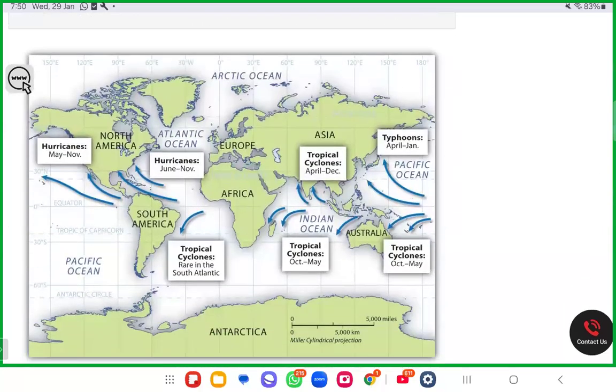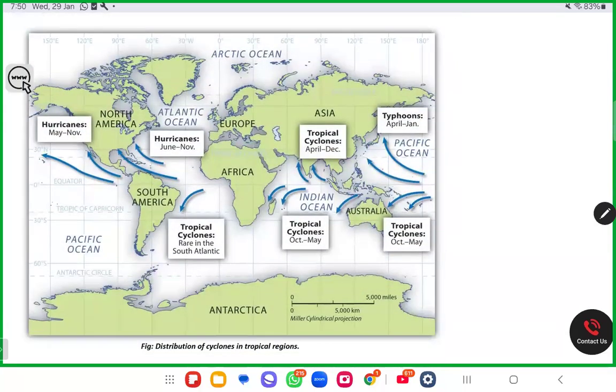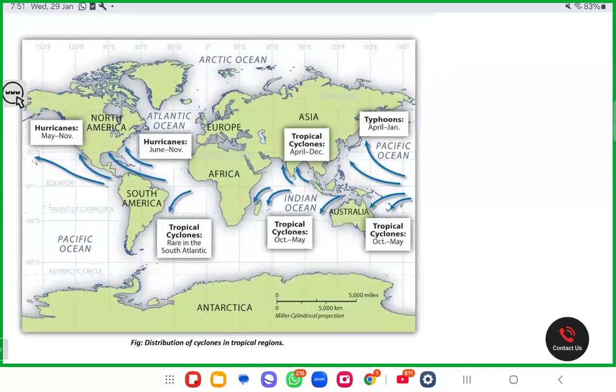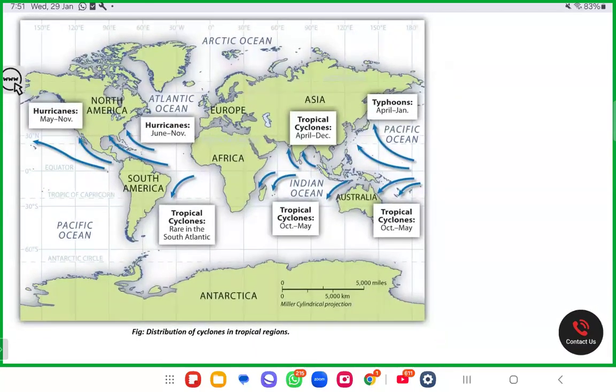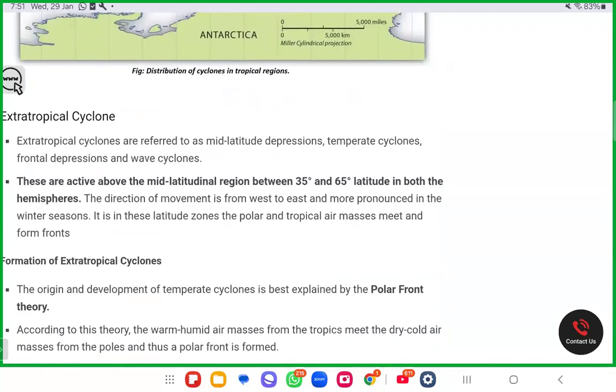When you draw a map of the cyclones, don't just write about the Bay of Bengal or Arabian Sea, but draw a map like this. Tropical cyclones occur in different areas. In the South China Sea, they are known as typhoons, and as hurricanes in North America and willy-willies in Australia. So this is the distribution of cyclones in the tropical region.